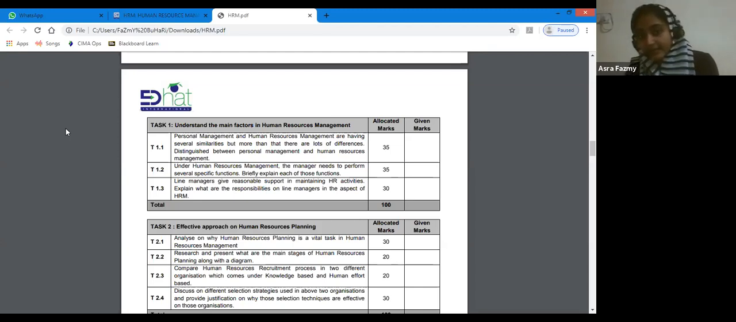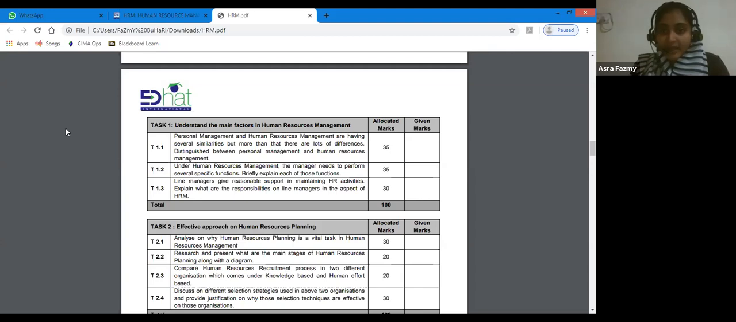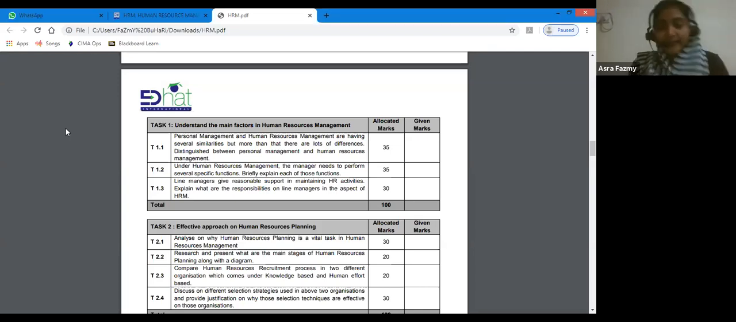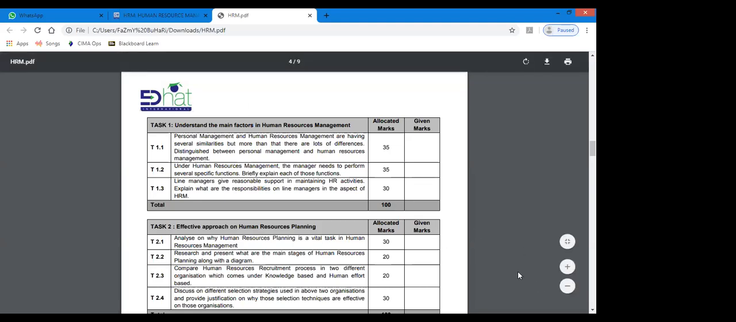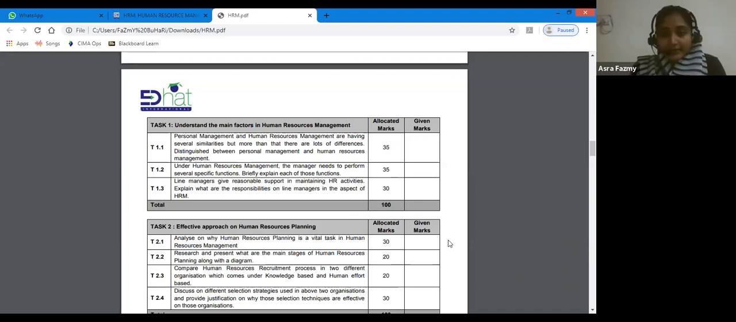Explain what the responsibilities of line managers are. So these are the responsibilities, and you'll have to explain them further. You have to tell what these line managers are, how they help the organization, and then come to the responsibilities. You can talk about their roles as well. Clear, everybody? Yes. Shall we move to task 2 now? Task 1, is it clear?